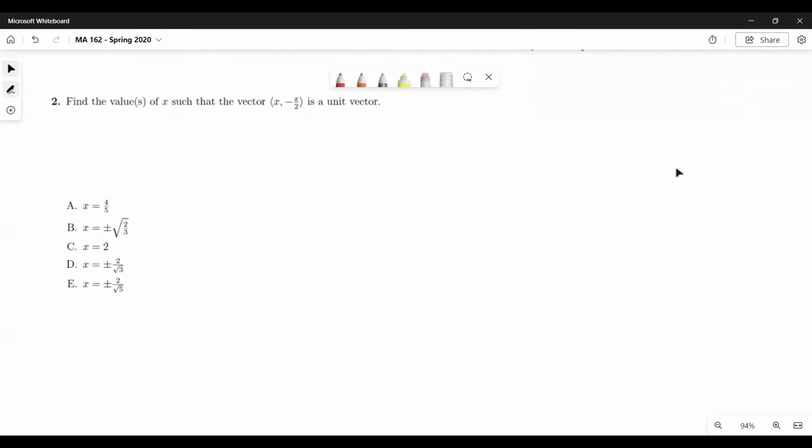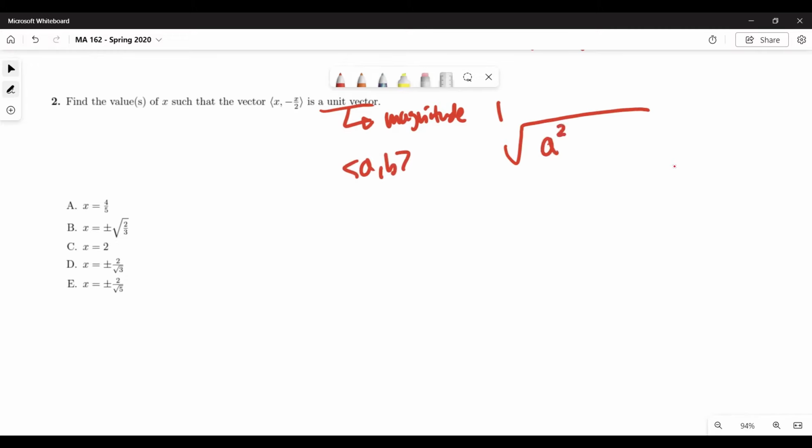So this question is, find the values of x such that the vector x, negative x over 2 is a unit vector. If it says a unit vector, this means the magnitude of the vector is 1. So how do you find the magnitude of a vector? It's basically, if you have a vector like a, b, then you square each value, a squared plus b squared, and then you take the square root. So same logic, we have x, negative x over 2 as our vector.